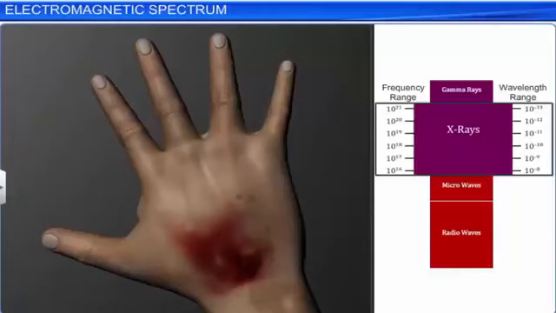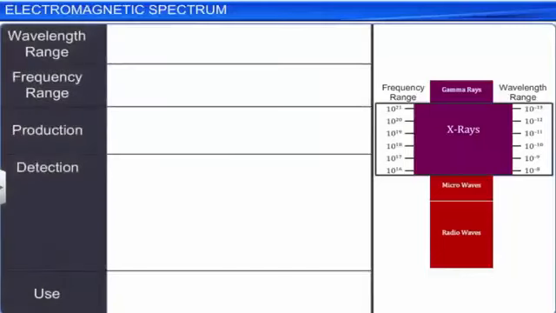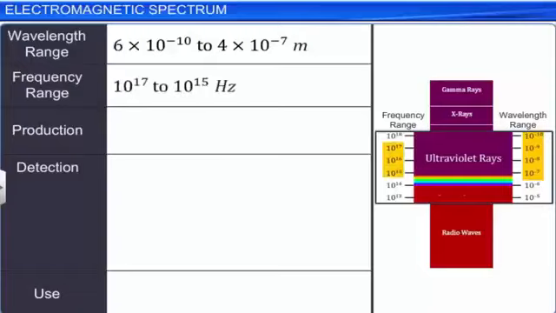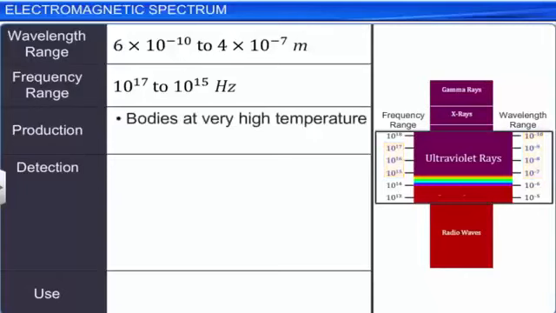The next kind of electromagnetic waves in the electromagnetic spectrum is the ultraviolet rays. The wavelength of ultraviolet rays is in the range of 6 into 10 power minus 10 meters to 4 into 10 power minus 7 meters. Their frequency is in the range of 10 power 17 Hz to 10 power 15 Hz. Ultraviolet rays are produced by bodies at very high temperatures, in which the inner shell electrons move from one orbit to another orbit.